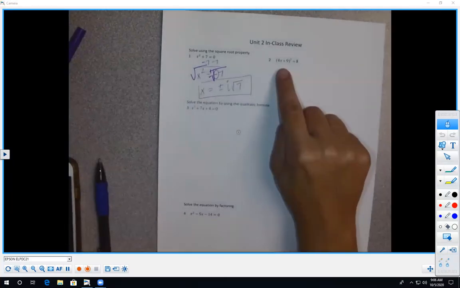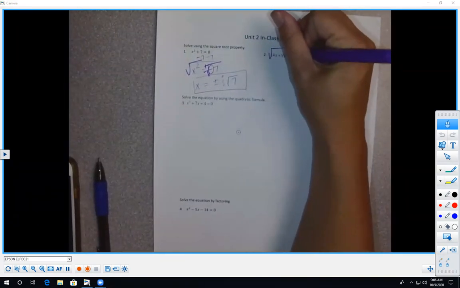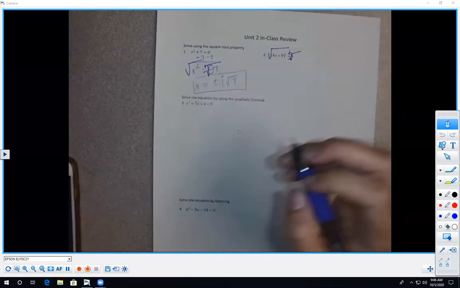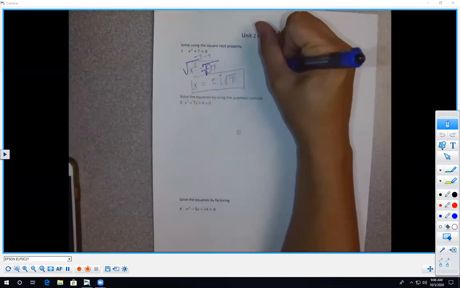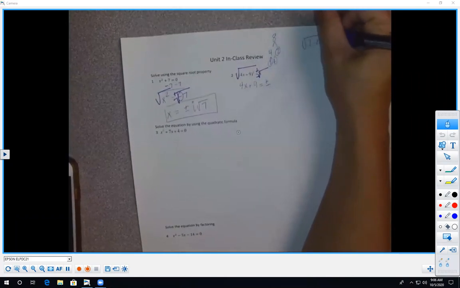How am I going to solve that one for x using the square root property? Yeah, you got to square root it first here because everything on the inside is all squared. So the first thing I'm going to do is take the square root of both sides. Don't forget your plus or minus. So I get 4x plus 9 equals plus or minus the square root of 8. 8 can break down into 4 times 2, which is 2 times 2. So it's 3 2's there. So it's like 2 times 2 times 2.